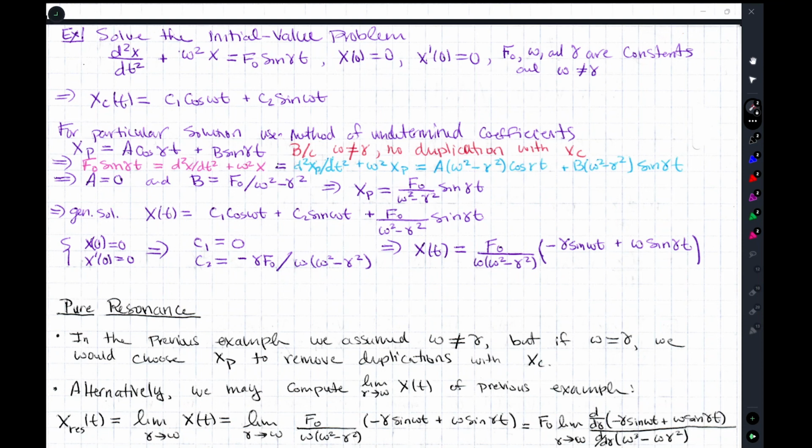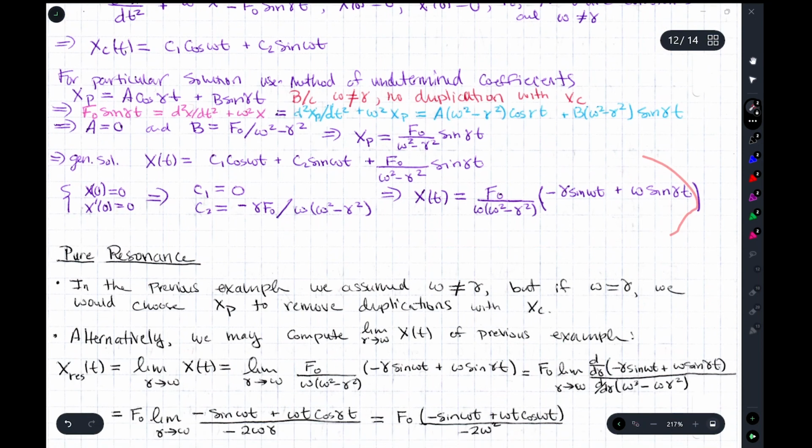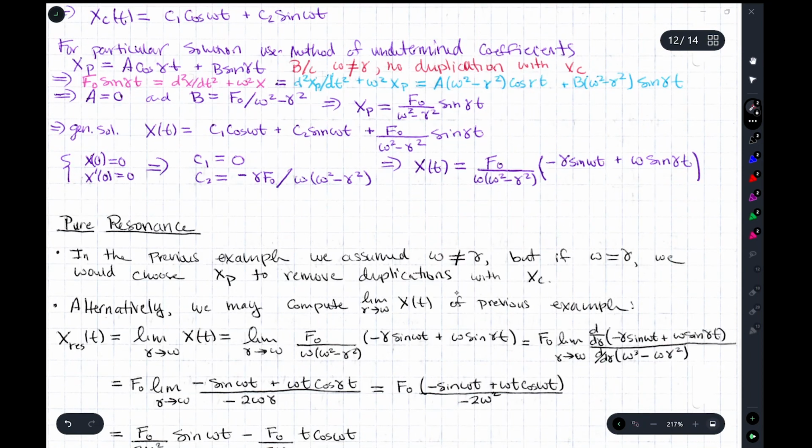Alternatively, we could do something else to get that solution, actually. We could get that solution from this form. How do we do that? Well, we could just compute the limit as gamma goes to omega of what we found here in this solution. So let's do that. We're going to call this x resonance to distinguish from this previous x that we solved.